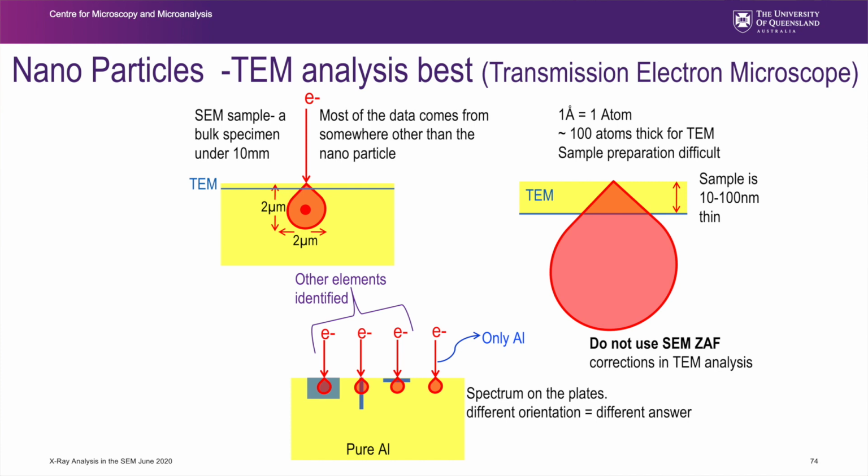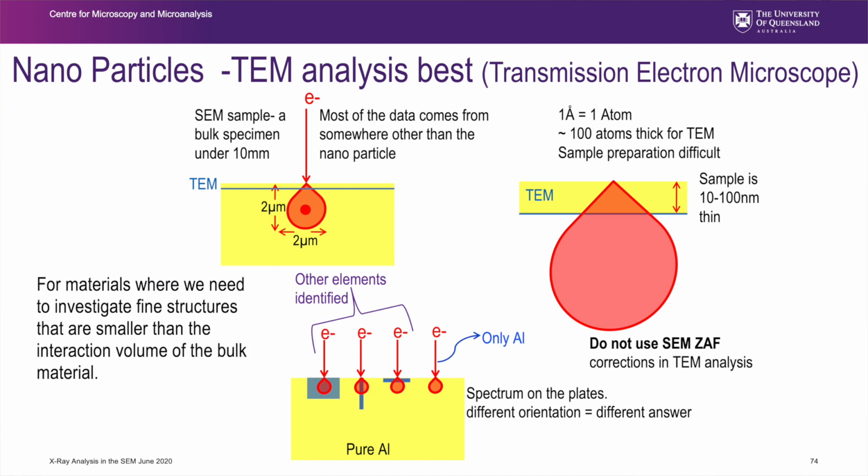the specimen, because as the electron beam hits the specimen, it begins to scatter. So we make a very, very thin specimen. How thin? Usually 10 to 100 nanometers thin. And then it's called electron transparent because the electron beam goes through the specimen. It's for materials where you need to investigate the fine structure such that the structure in some dimensions is smaller than the interaction volume of the bulk material.